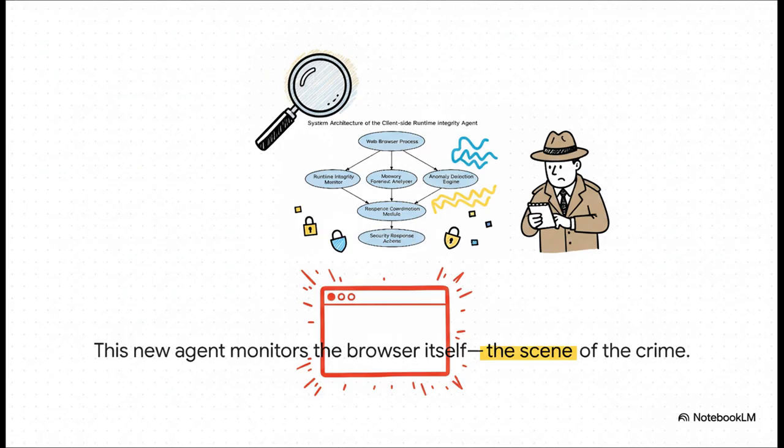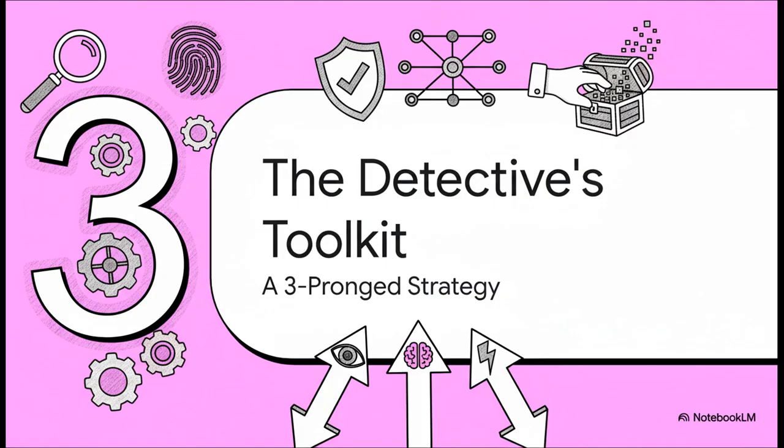The researchers behind this built what they call a client-side agent. Instead of watching all the chaotic traffic on the network, it monitors the web browser itself. The logic is so simple and smart. If the browser is the scene of the crime, well, that's exactly where your detective ought to be. So how does this new detective actually work? It's not just one trick, it's a whole toolkit. The system uses this really powerful three-pronged strategy to catch the thief red-handed.